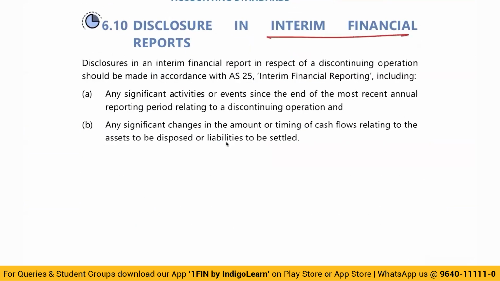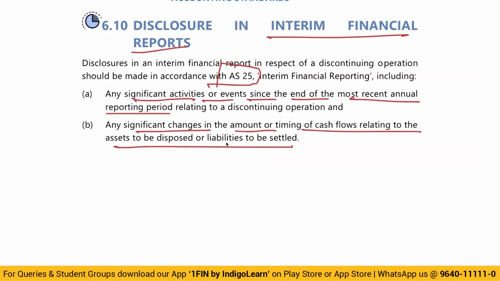As far as interim financial reports are concerned, interim financial reports means quarterly reports and all that is happening. You should disclose the required things as per AS 25. So as and when you sell off an asset or settle a liability, the gain or loss you should disclose in AS 25. And you should also disclose any significant activities or events since the end of the most recent annual reporting period. So after the balance sheet, if there have been any significant activities, you have to disclose them, and any significant changes in the amount and timing of cash flows should also be disclosed.